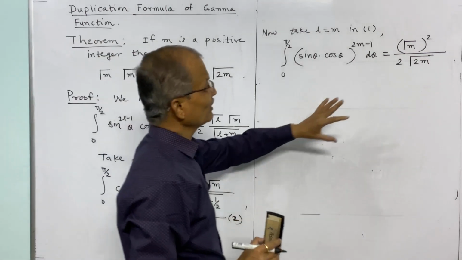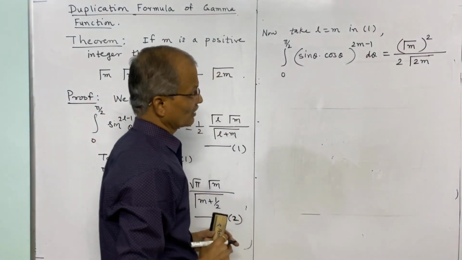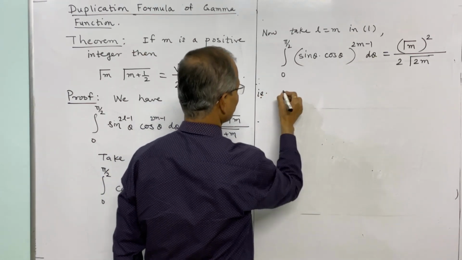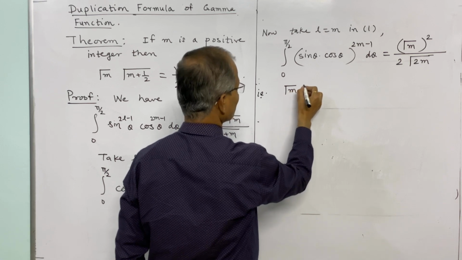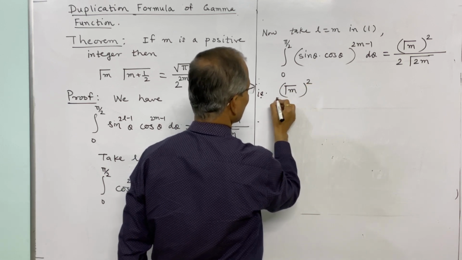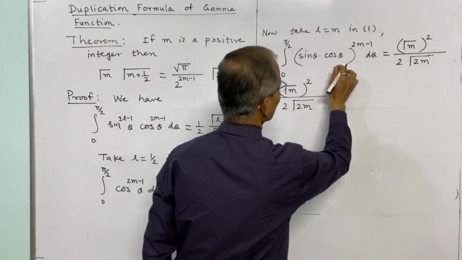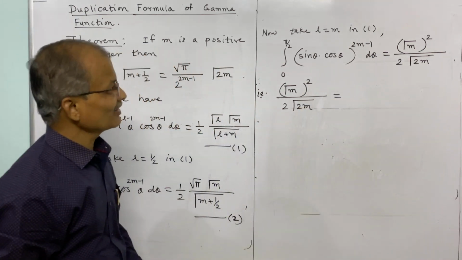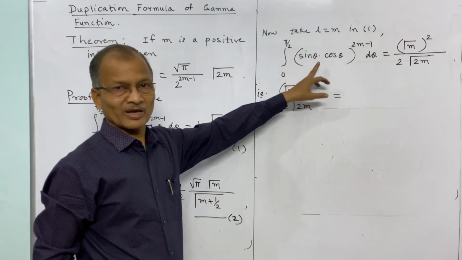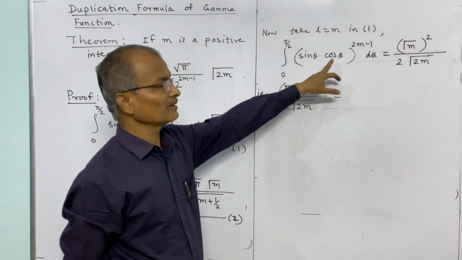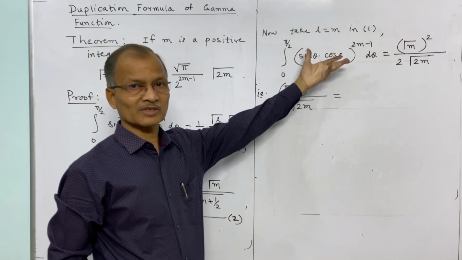And now we shall interchange the sides. That is, I write this as the left side, gamma of m whole square divided by 2 into gamma of 2m. And on the right, this as right side, but we want to make use of a trigonometric formula, that is 2 sine theta into cos theta becomes sine 2 theta.